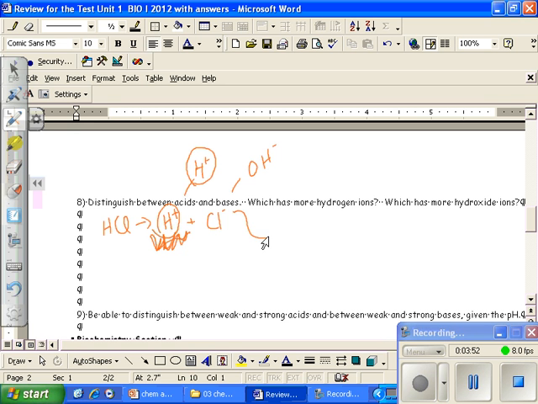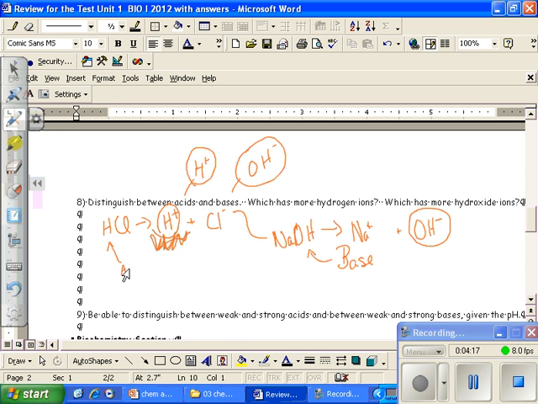A base doesn't release hydrogen ions. A base is something like this, NaOH. We put it in water. The sodium separates from the hydroxide ion. And so a base, by the definition that we're using, releases hydroxide ions. And here you are. So this thing is a base, and this thing is an acid. Which has more hydrogen ions? That would be an acid. And which has hydroxide ions? That's a base.